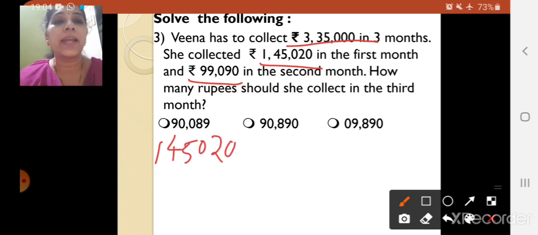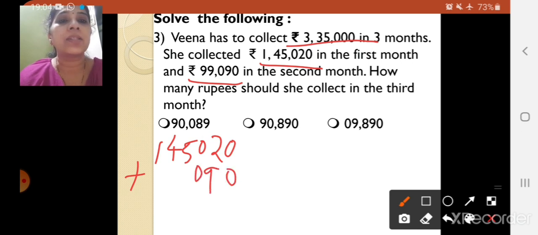1,45,020, right? Plus, what is the second amount? 99,090. So start from your right hand side. 0, 9, 0, 9 and again 9. Now we'll do the addition. 0 plus 0 is 0. 2 plus 9 is 11. So 1 written down, 1 carried over.